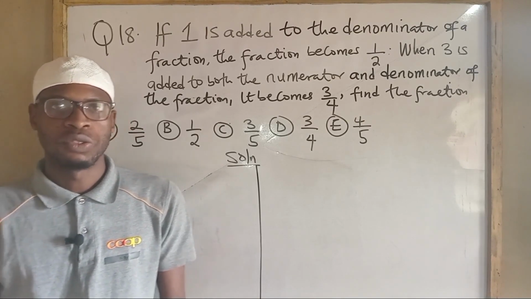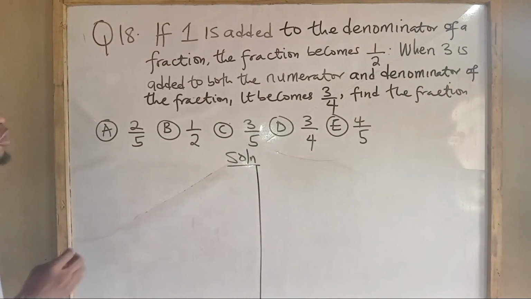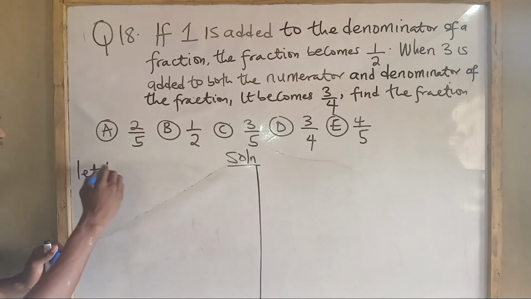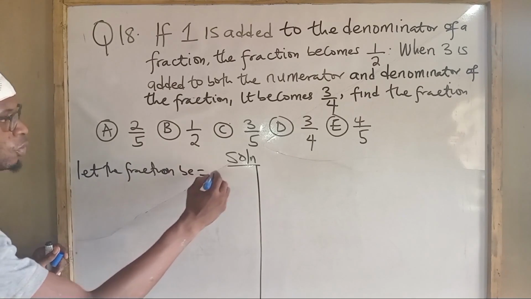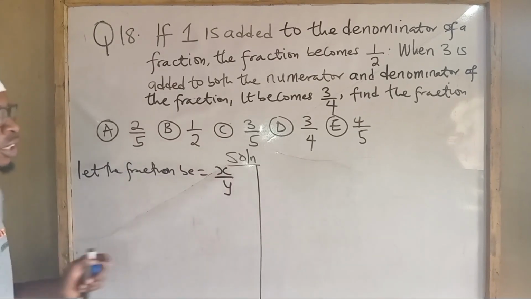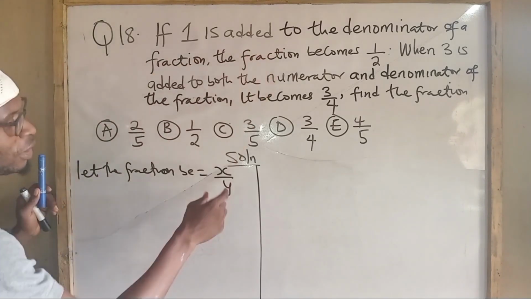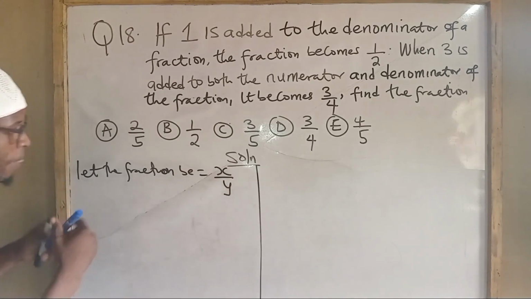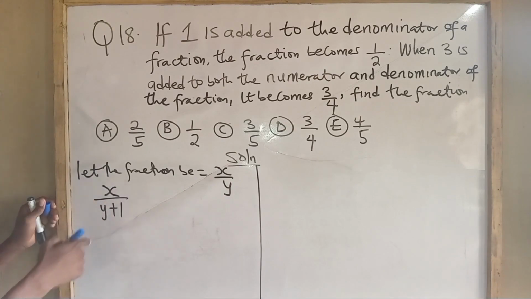So today we are going to continue from where we stopped yesterday. We have question 18 on the board. It says if 1 is added to the denominator of a fraction. Now we had a fraction here. A fraction always has a numerator and denominator. So that means we can let the fraction be equal to x over y, because the numerator is going over the denominator. So 1 is now added to that denominator. The denominator in this case is what? y. So we have it as x over y plus 1 because 1 is added to it.